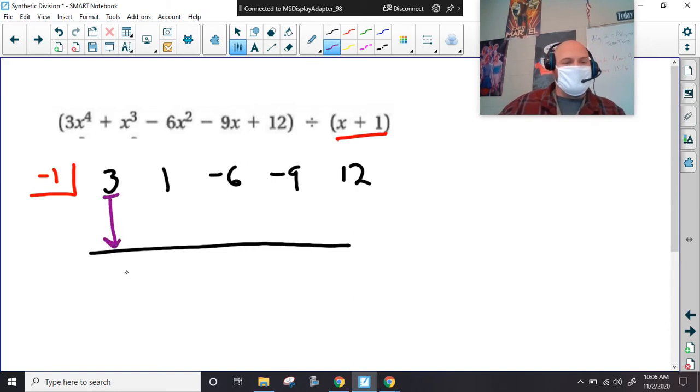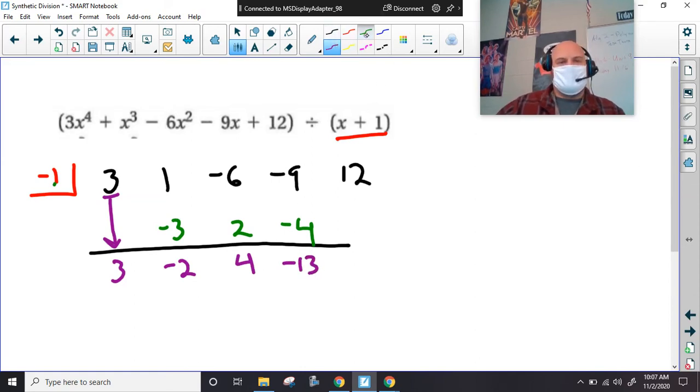All right. So I'm going to drop down to 3. -1 times 3, -3. 1 minus 3 is -2. So now we say -1 times -2. Well, that's just 2. -6 plus 2 is 4. -1 times 4 is -4. This would be -13.